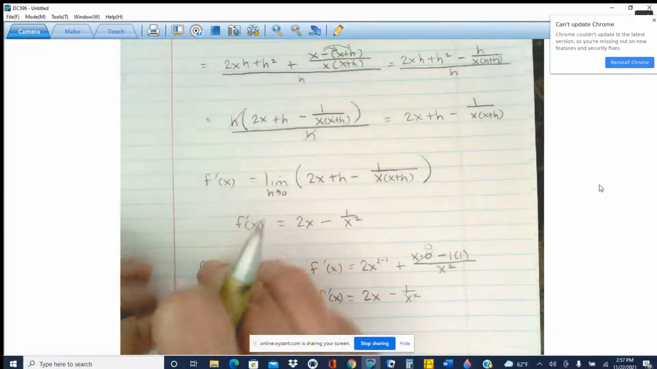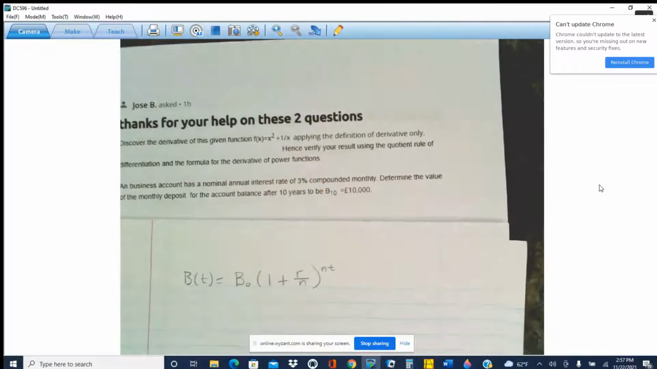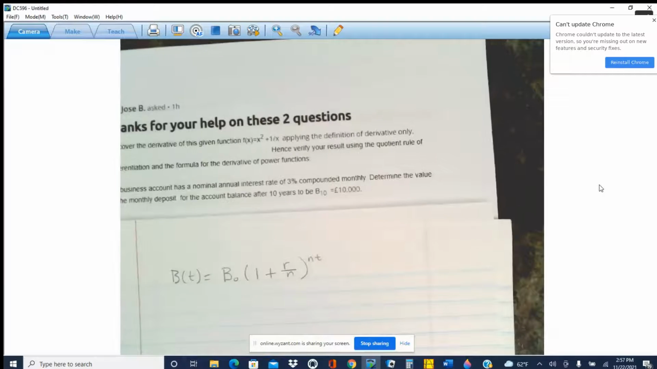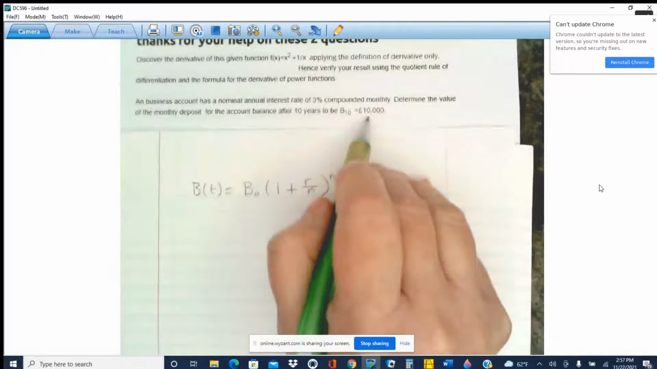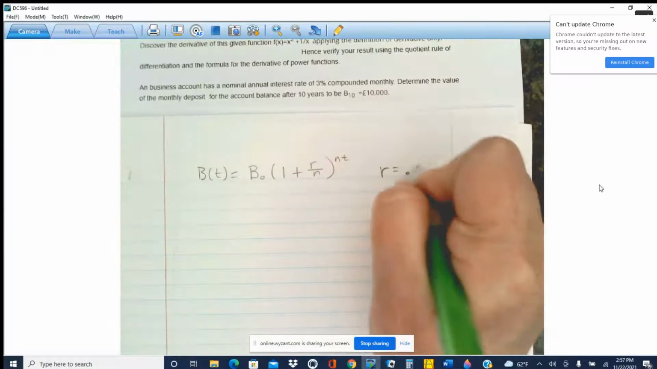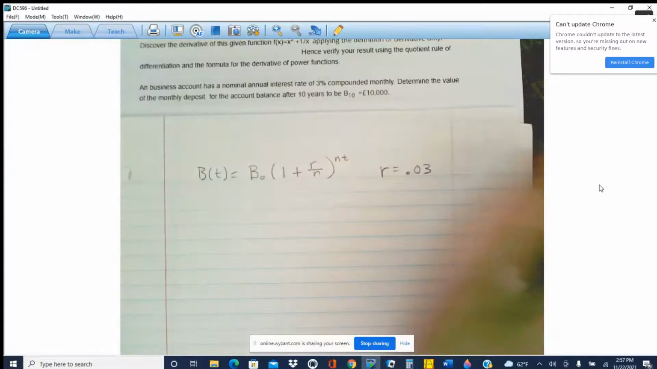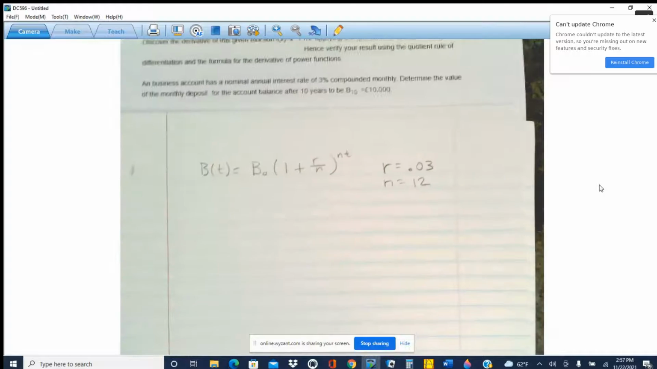Okay, your second question had to do with compound interest. I believe this is the formula that we need, and your problem had to do with a 3% interest compounded monthly, and determine the value after 10 years. It's 10,000 lira. Okay, so our interest rate, 3%, we represent that as 0.03, and the number of times we compound every year is going to be 12 if it's done monthly.